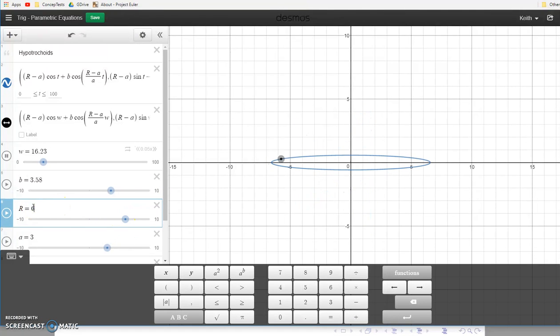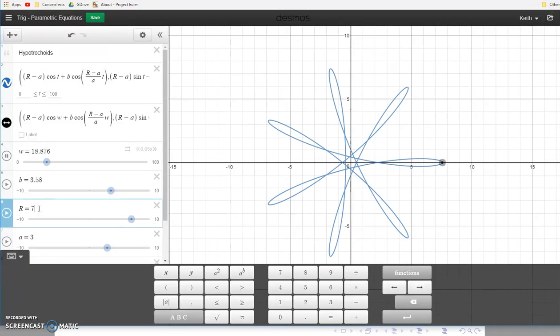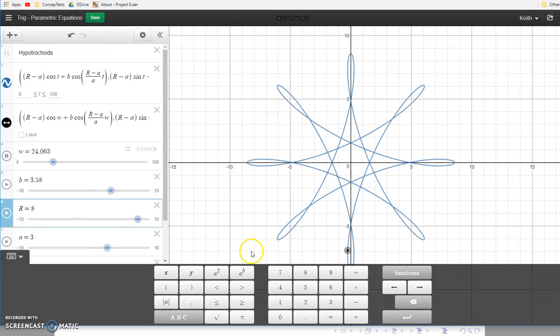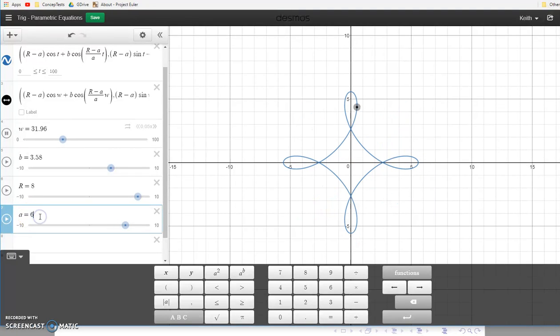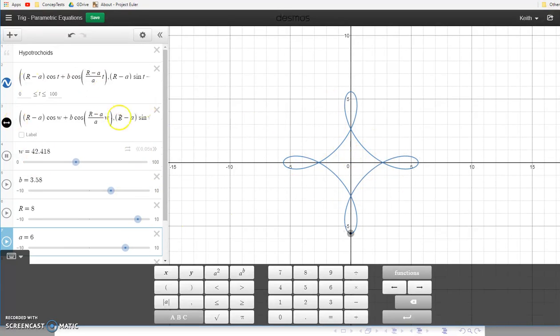What if it's 6? What if it's 7? What if it's 8? That's pretty. And there was this guy too. What if that's 5? What if that's 6? That's pretty. These are all curves made by this same set of equations, just for different constants.